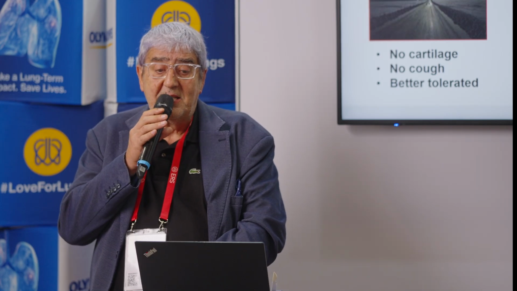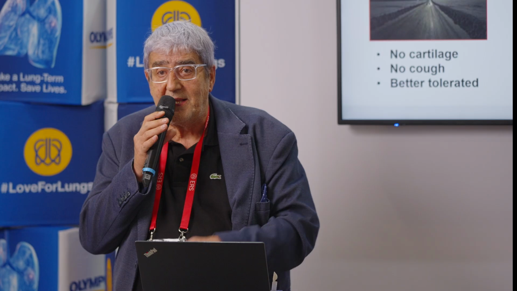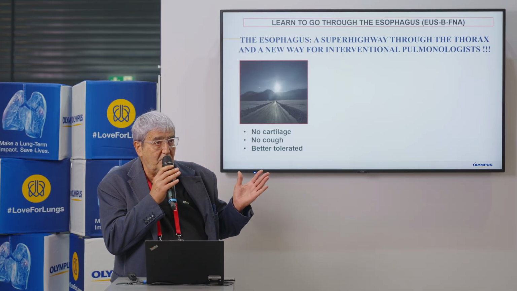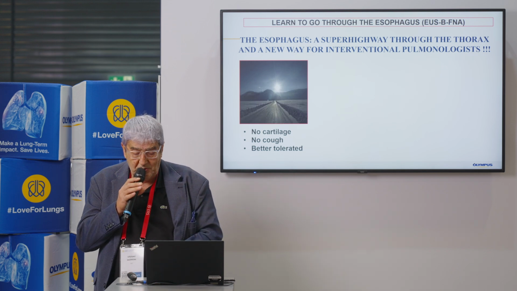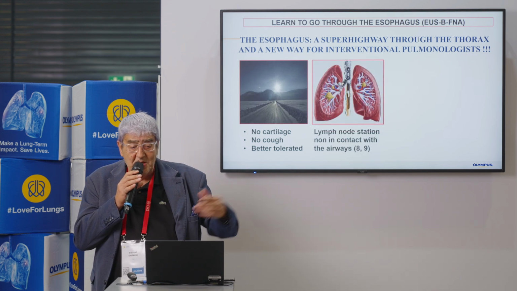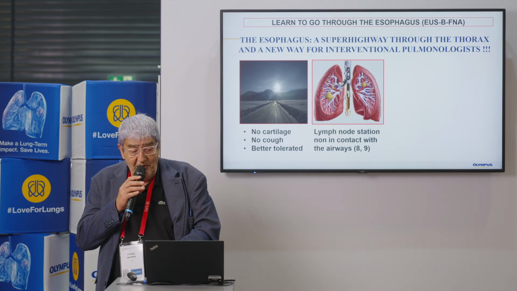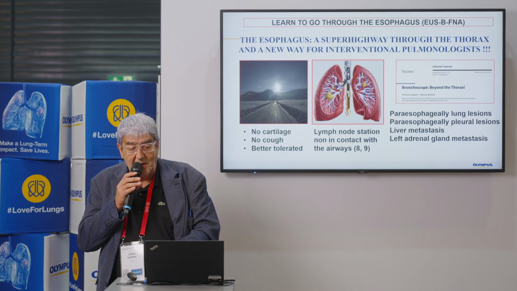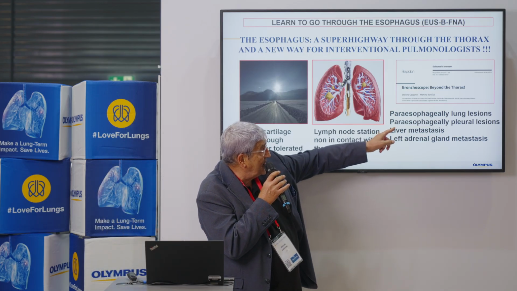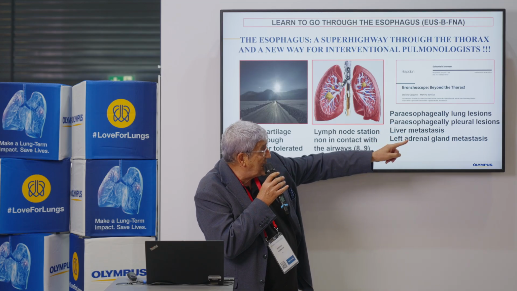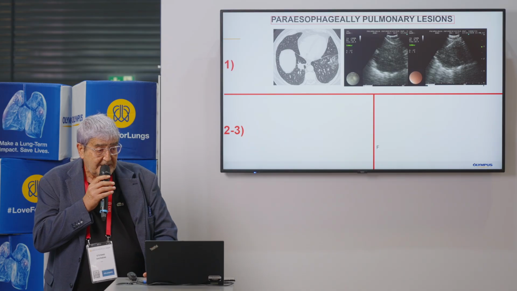The esophagus is a super highway through the thorax and is a new way, and every interventional pulmonologist should use it. You should move your echo-bronchoscope through the esophagus, because you can sample a lot of lymph node stations not in contact with the airways, but you can also sample paraesophageal lung lesions, paraesophageal pleural lesions, liver metastasis, and left adrenal gland metastasis.